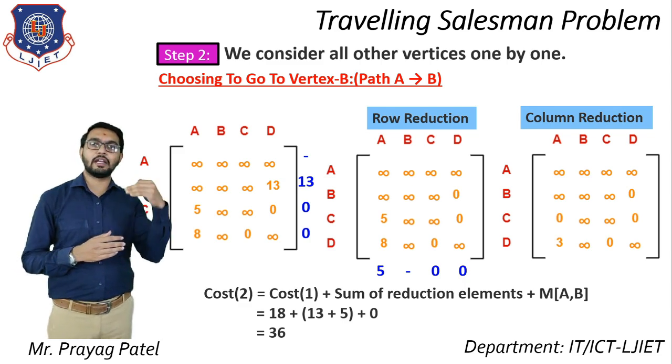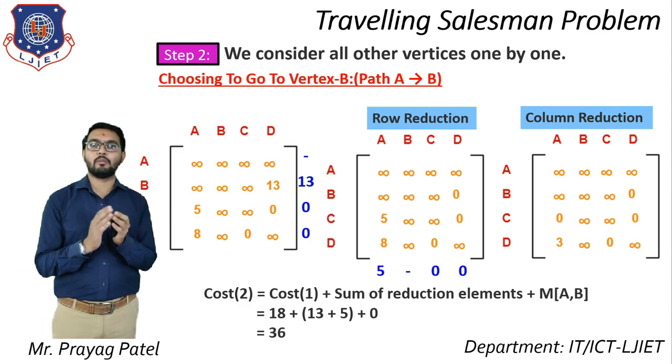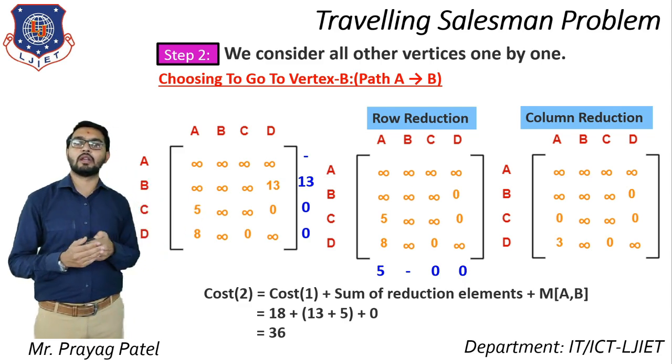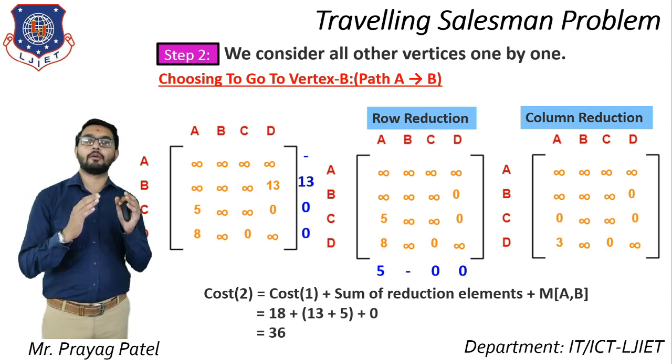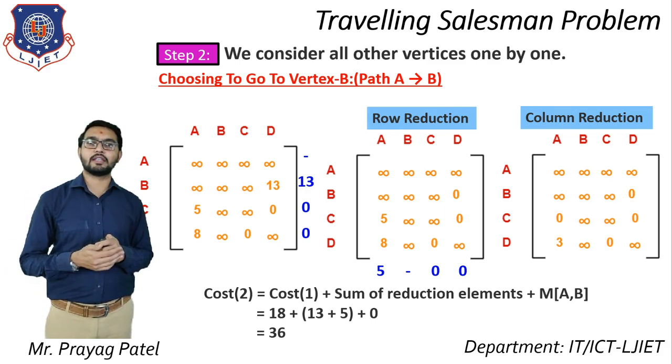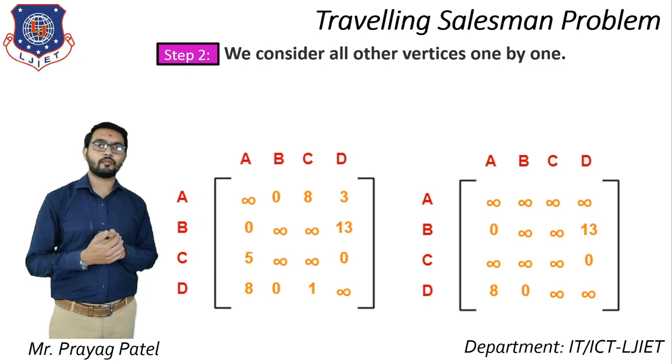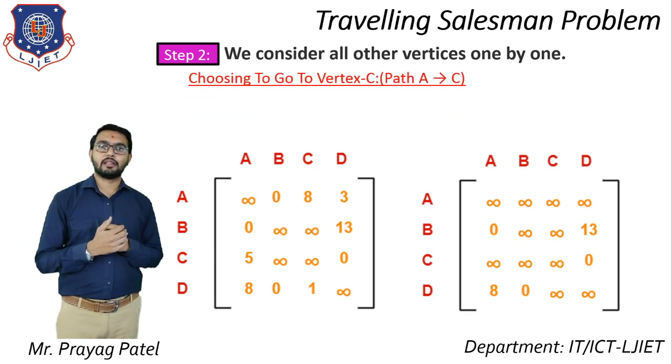So we already wrote in our previous step that the value of MAB is equal to 0. So consider this value as 0. So the final value of this is considered as 36 as your answer. Now consider the next path.